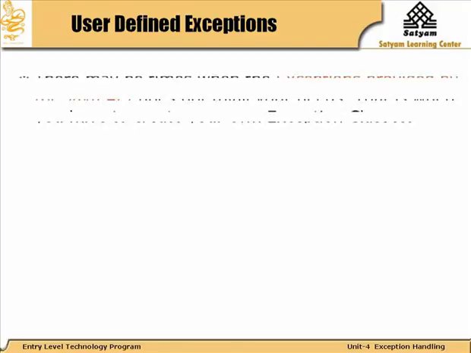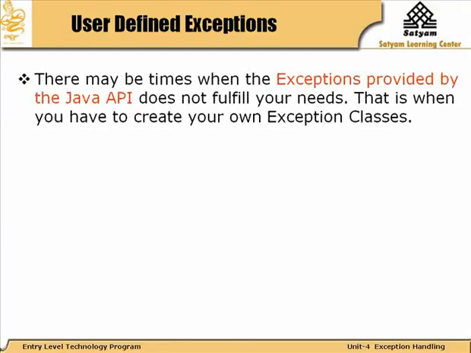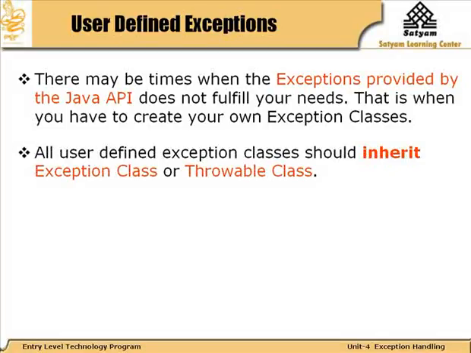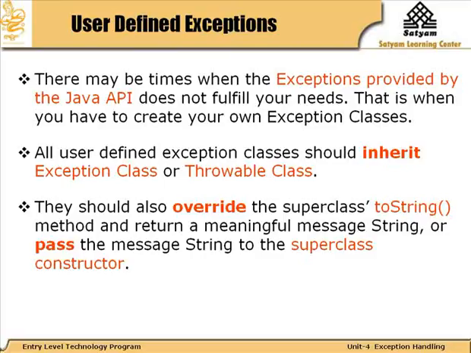User-defined exception. There may be times when the exceptions provided by the Java API do not fulfill your needs. That is when you have to create your own exception classes. All user-defined exception classes should inherit the Exception class or the Throwable class. They should also override the superclass's toString method and return a meaningful message, or pass the message string to the superclass constructor.